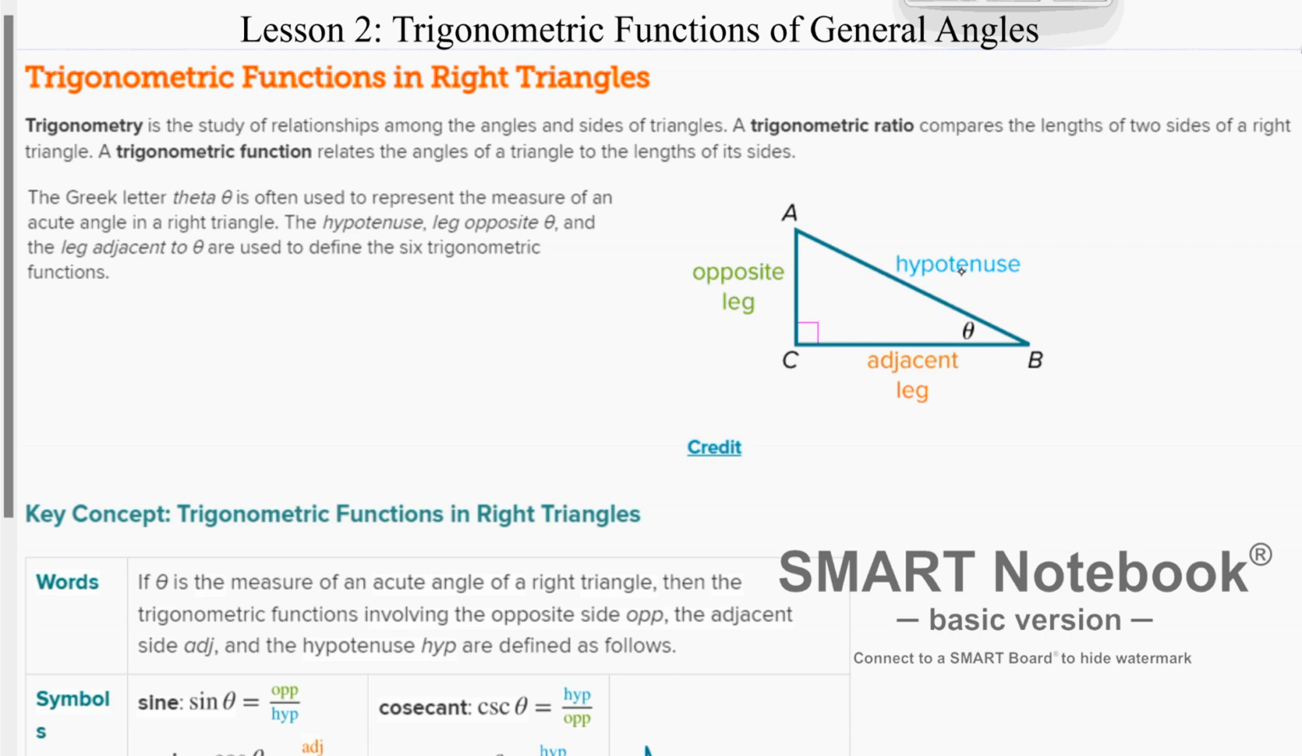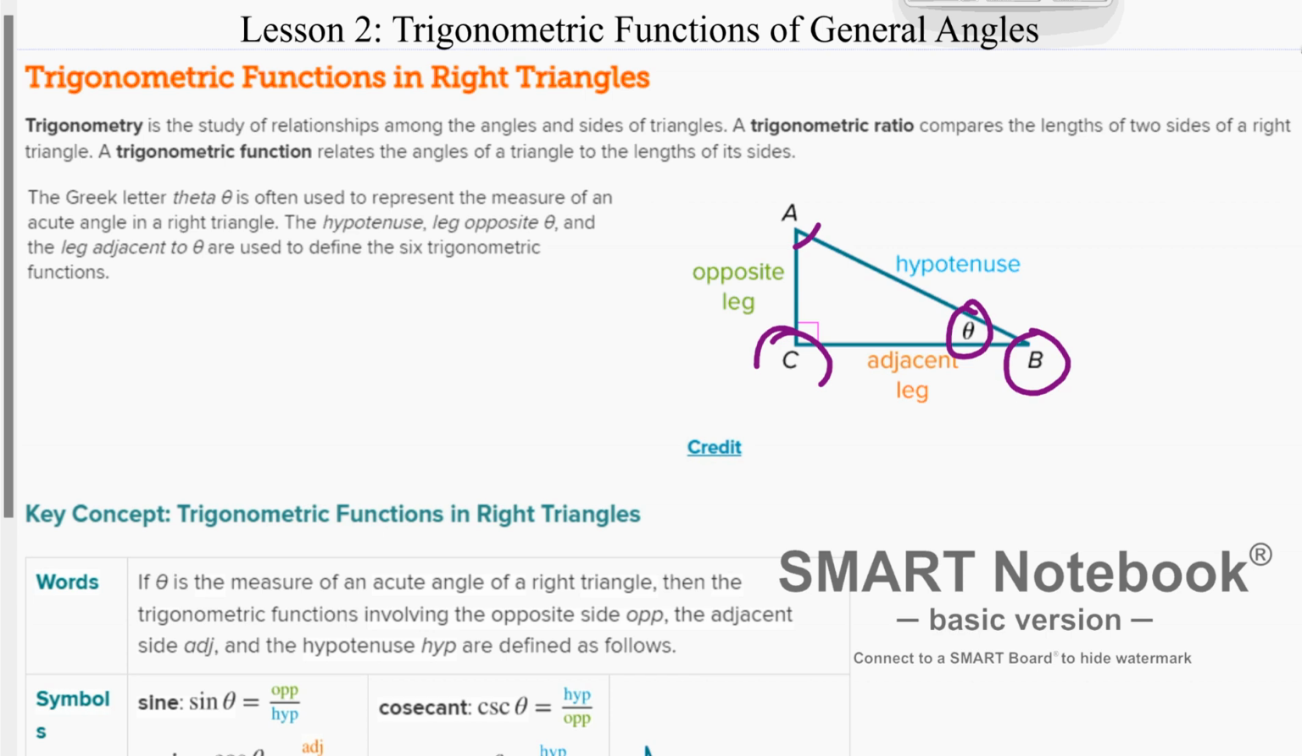All right, so taking a look at lesson number 2, talking about trigonometric functions of general angles. When we talk about trigonometry, we're talking about the side ratios on a right triangle specifically. And this little square right there represents 90 degrees. Then we can label our angles in a few different ways. We can use Greek letters like theta, or we can use capital letters like A, B, and C in order to represent those angles.